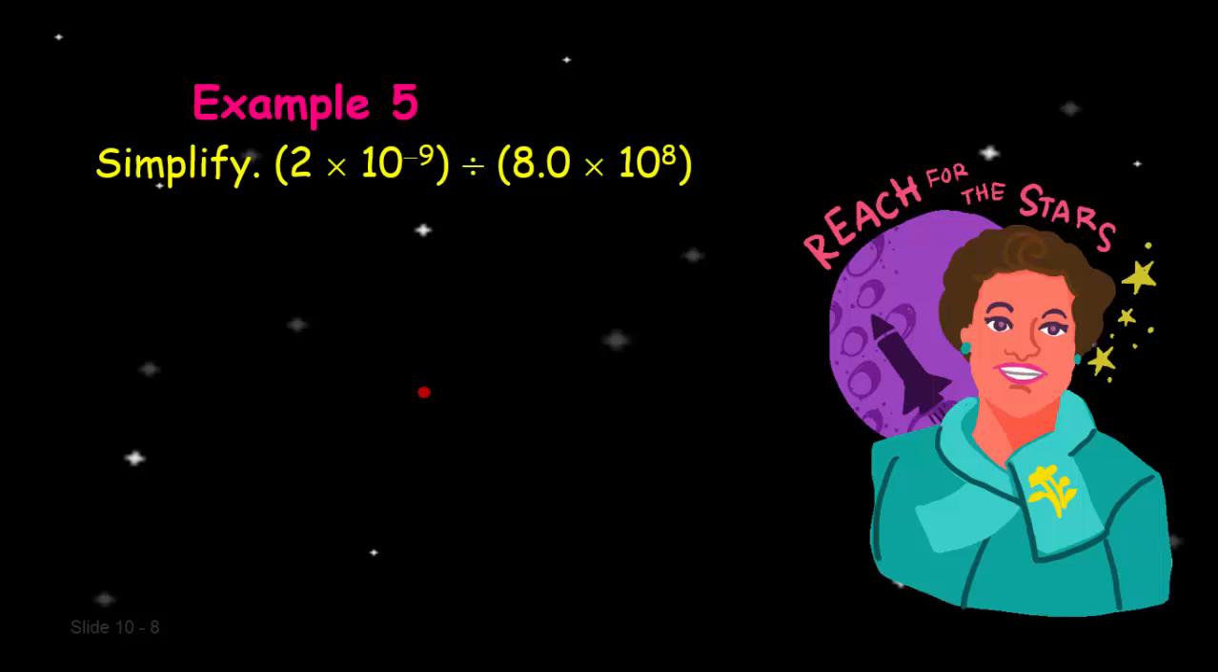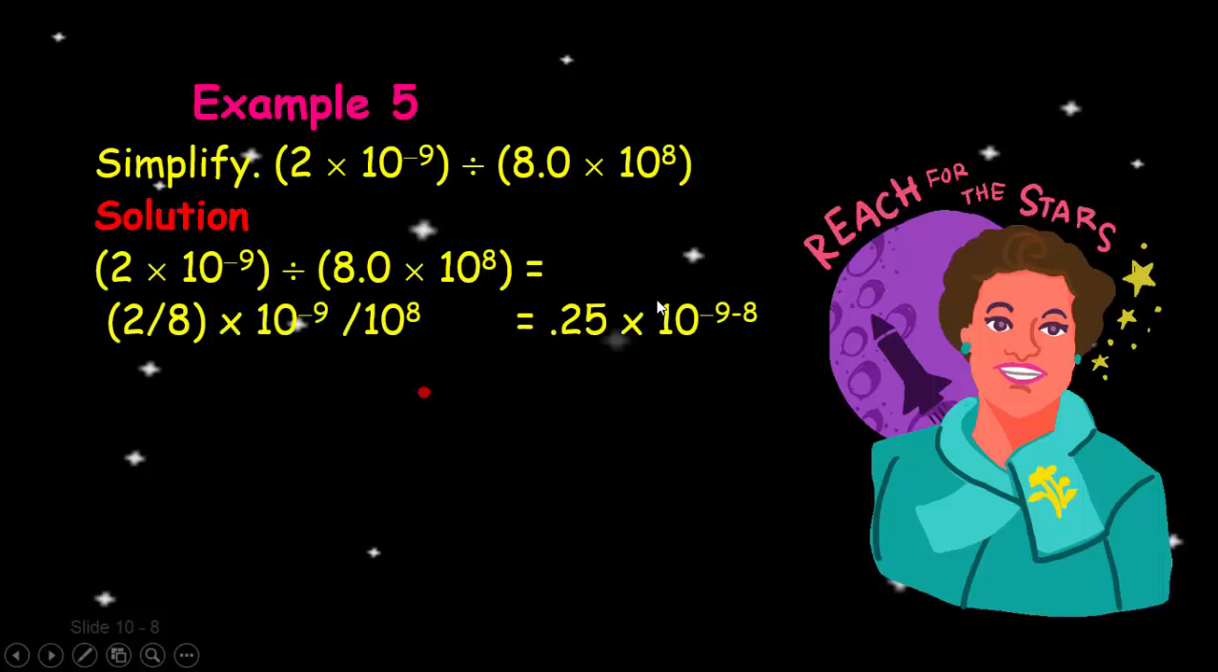In example number 5, we're asked to simplify 2 times 10 to the negative 9th power divided by 8.1 times 10 to the 8th power. The solution is where we take the 2 and divide it by the 8, and we multiply by 10 to the negative 9th divided by 10 to the 8th. And since this is division, that means we're going to subtract. So we end up with 0.25 times 10 to the negative 9 minus 8.